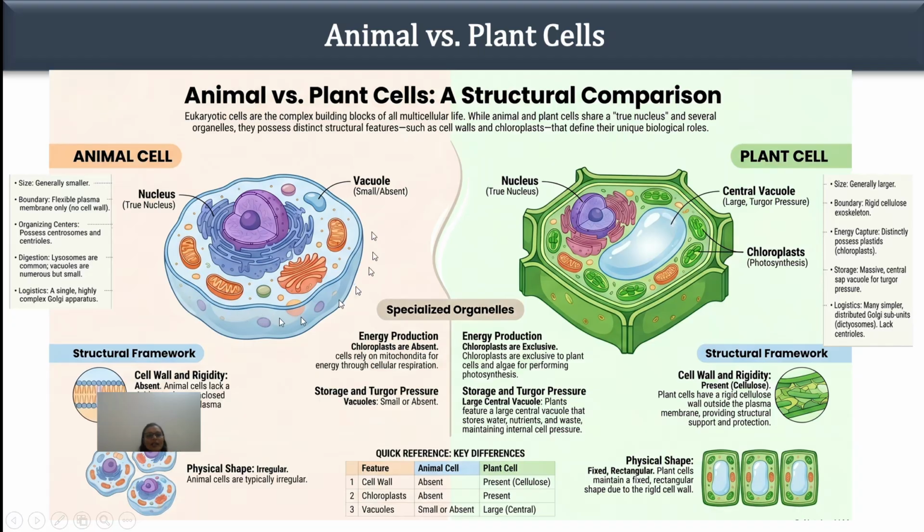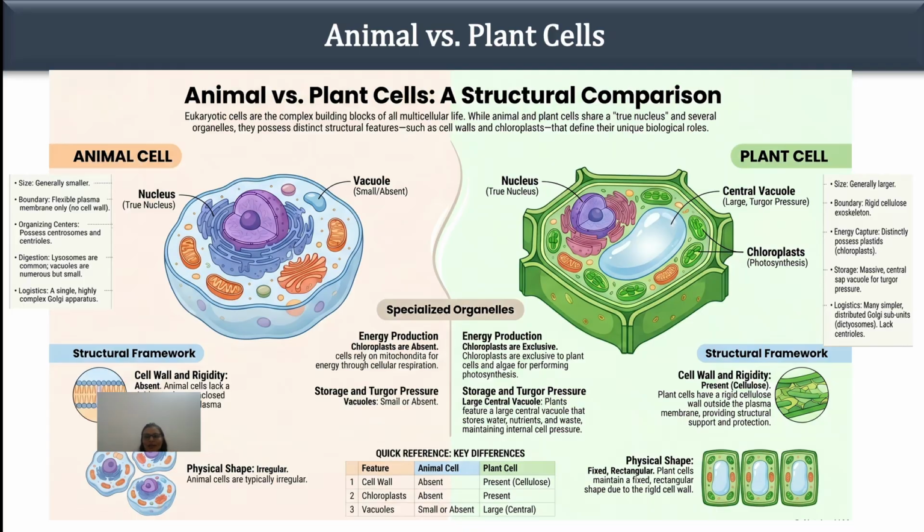So in plant cells a single highly complex Golgi body is present, while in animal cells many simpler distributed Golgi subunits are present. Like centrioles, which are already present here, that we already discussed. So mainly what is the difference? Cell wall is absent here. Here in the plant cell, the cell wall is present, right?